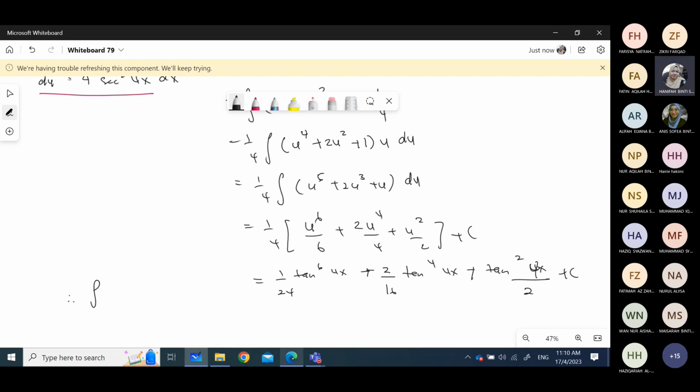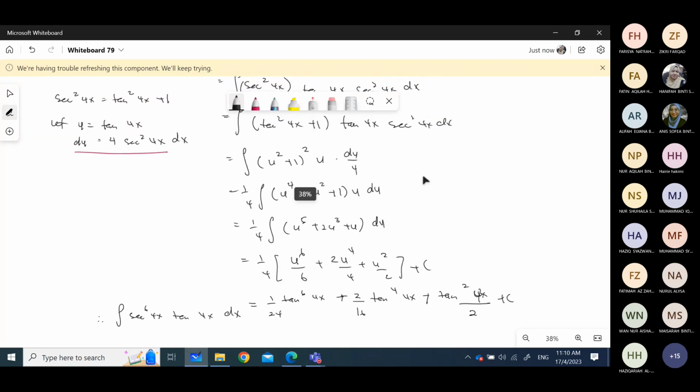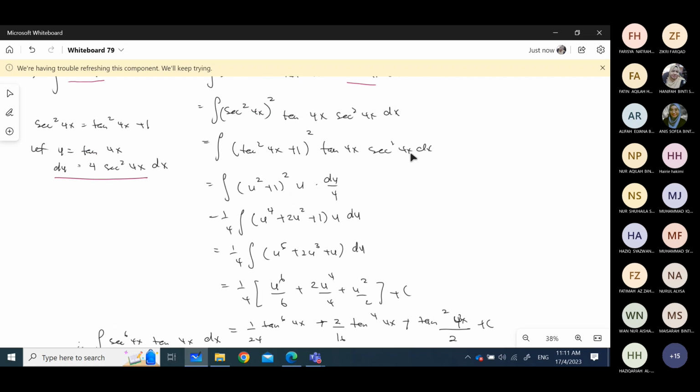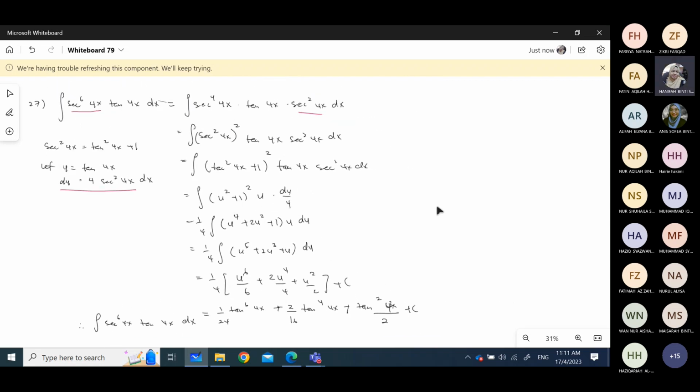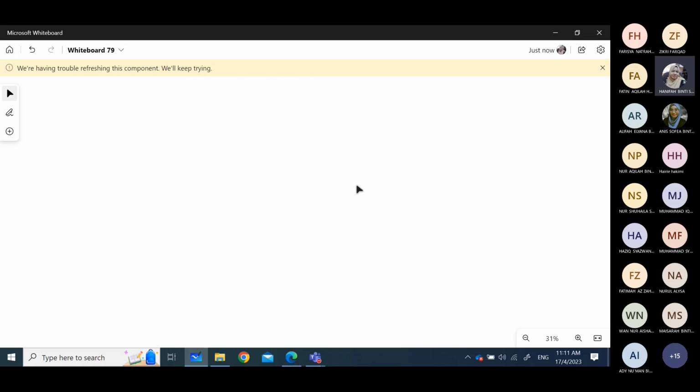Therefore, the integral of secant power of 6 is as above. Okay, right. So, dapat jawapan? Okay, ada soalan untuk 27? No, madam. No, okay. Very good. Okay, so that's all about trigonometric integral.